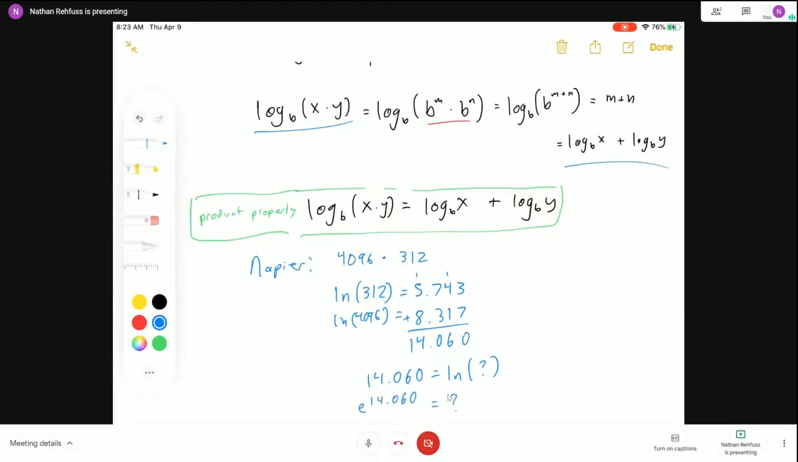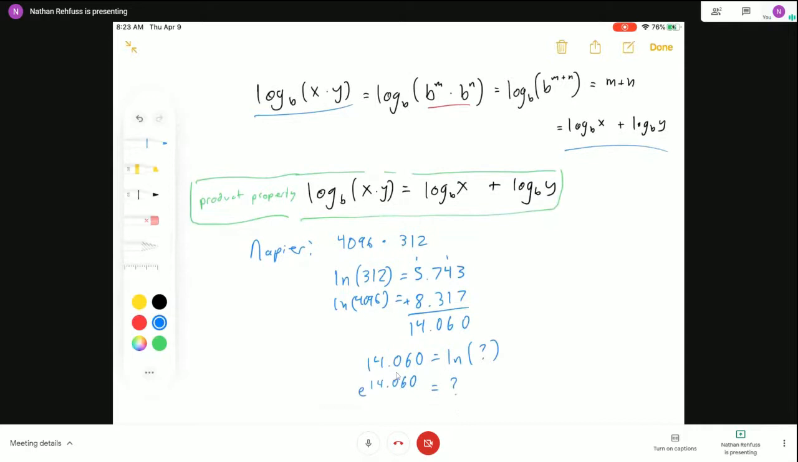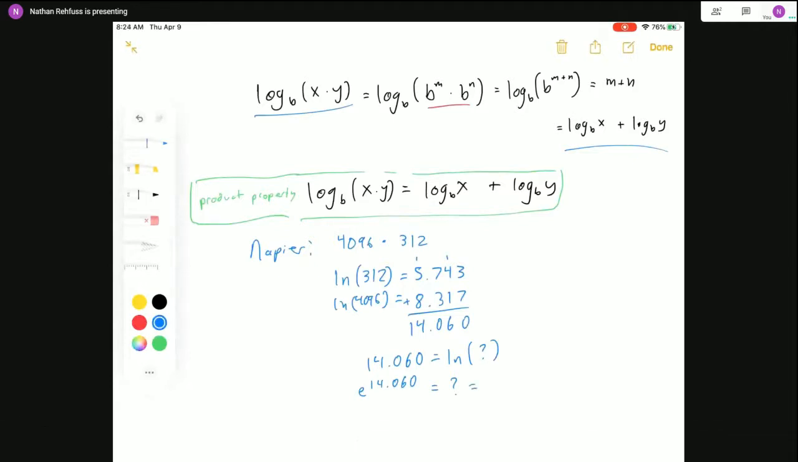14.060 is the natural log of the number. Log base e of my mystery number is 14.06. So if I take e to the power of the answer, I get the argument. I'm rewriting this log expression as an exponential expression. And my calculator is giving me the number 1,276,969.